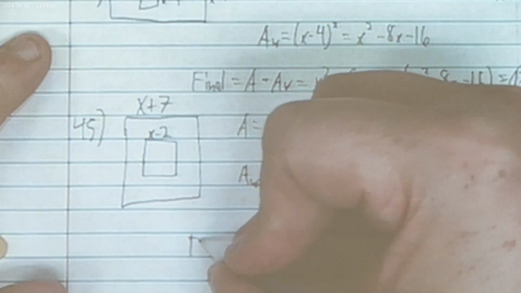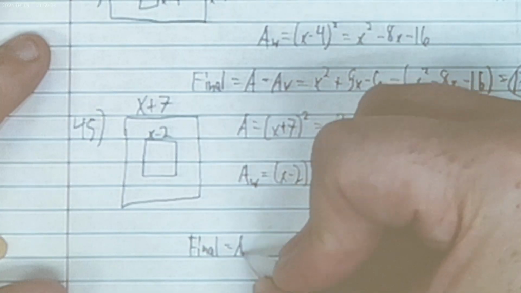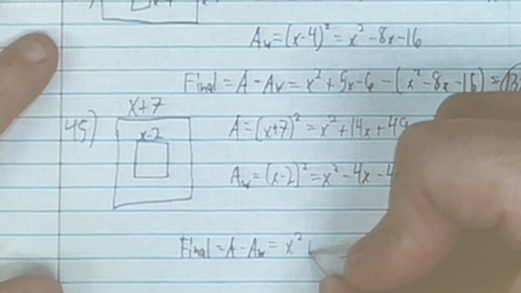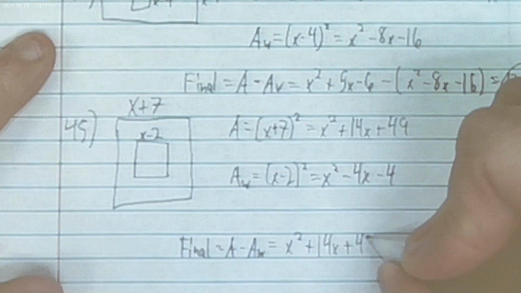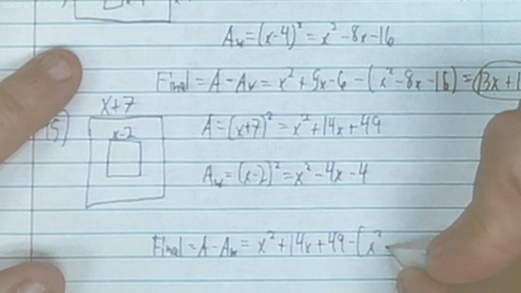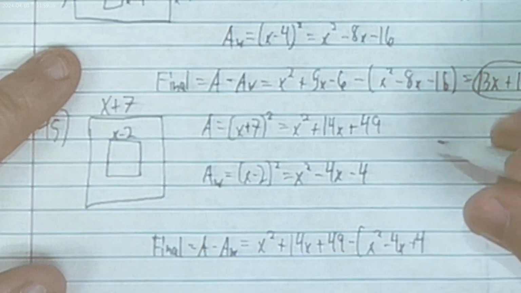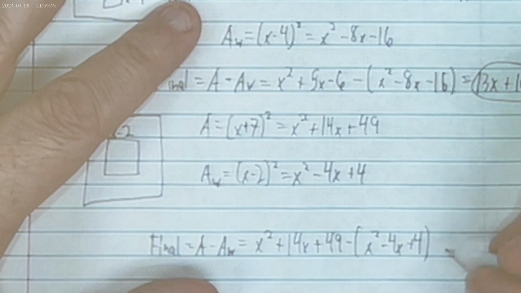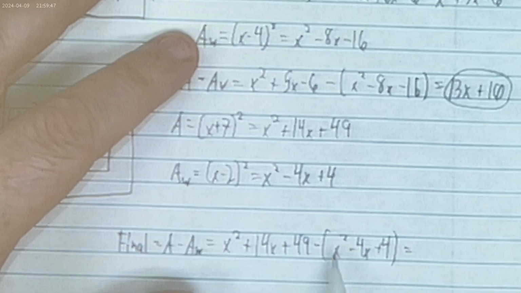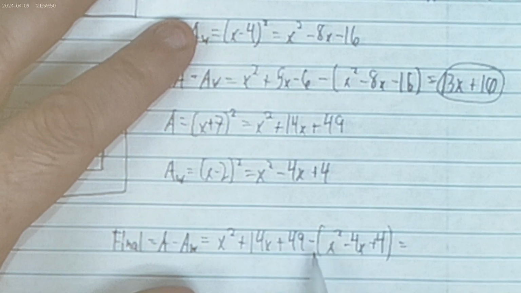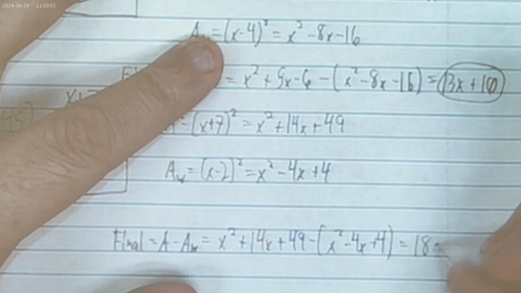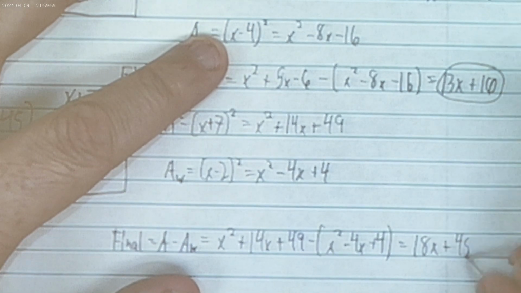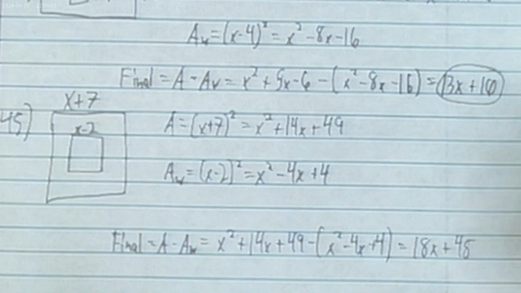Let's see. I've got final equals A minus a-w, which equals x squared plus 14x plus 49 minus x squared minus 4x minus 4. Should be plus 4. Talked a big game, and then I forgot it was plus 4. So x squared minus x squared, those go away. 14x minus 4x is 10x, wait, 14x minus negative 4x, that becomes 18x. 49 minus 4 is 45. So 18x plus 45.